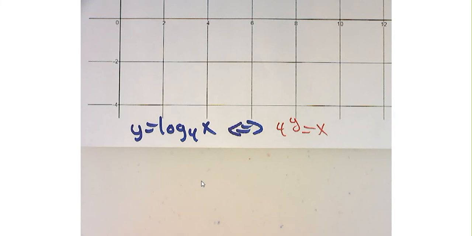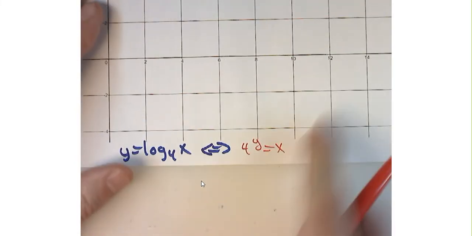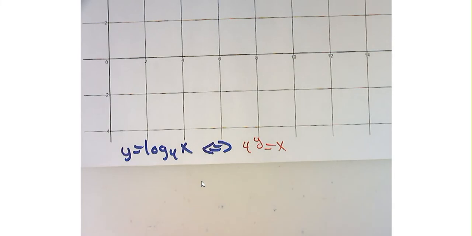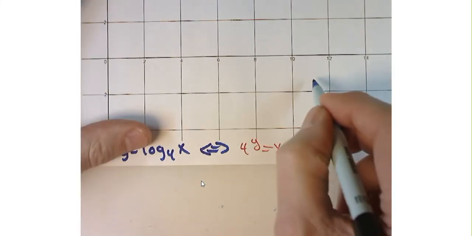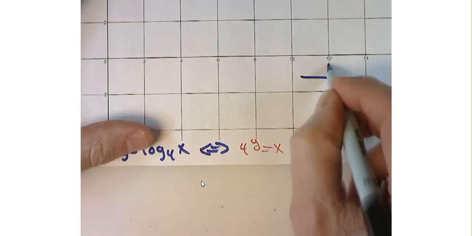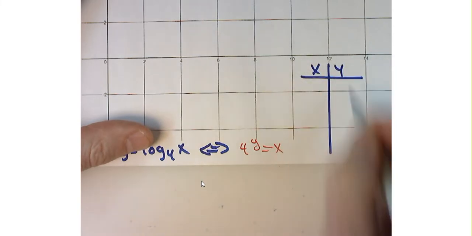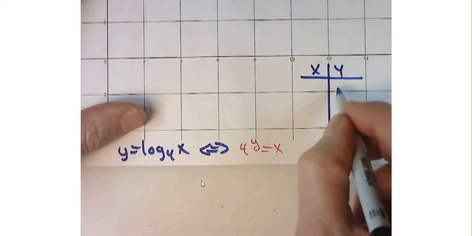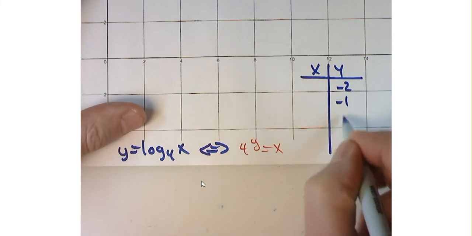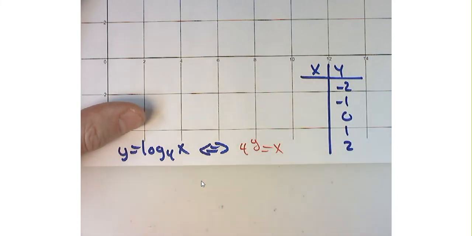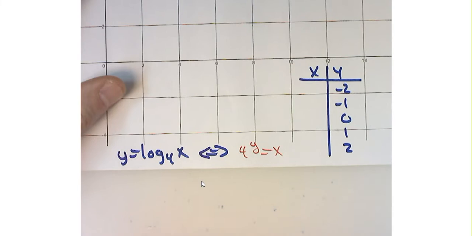And then what I would do is I would try and plot some points. Let me put a little t-table up over here, because I know my graph's not going to come over here. X and y: -2, -1, 0, 1, and 2. That's all that we're going to have room for.